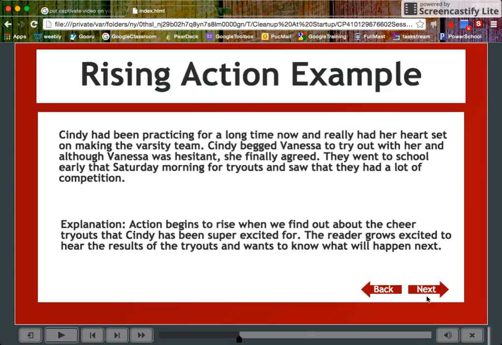Explanation. Action begins to rise when we find out about the cheer tryouts that Cindy has been super excited for. The reader grows excited to hear the results of the tryouts and wants to know what will happen next.